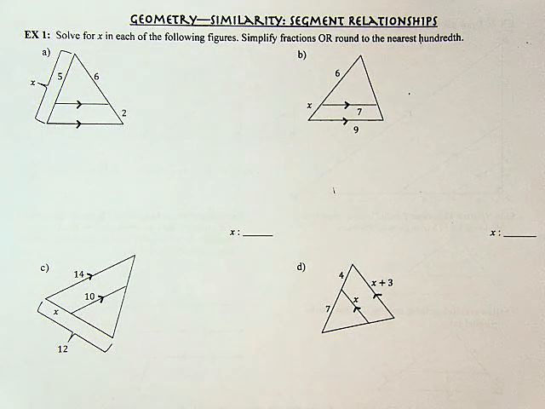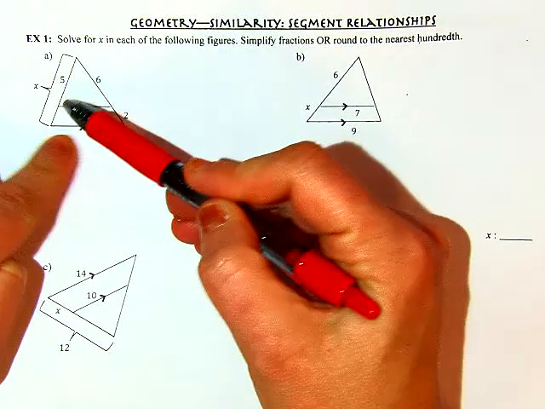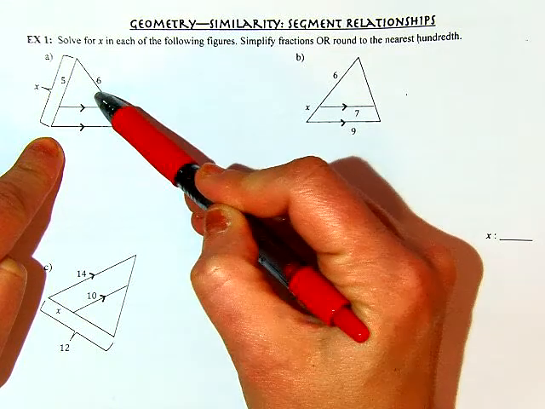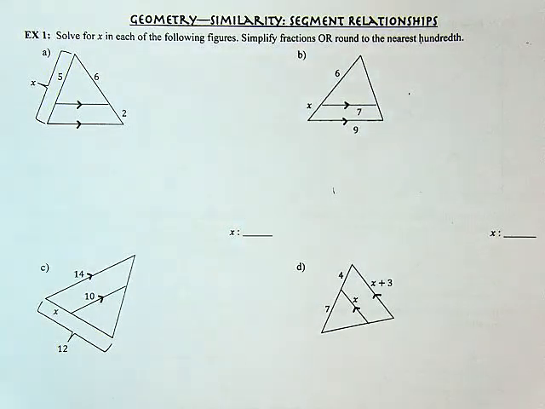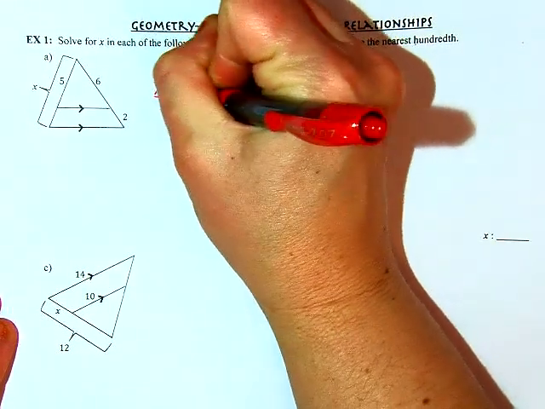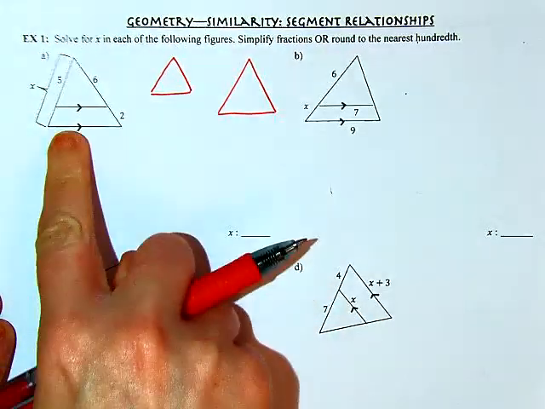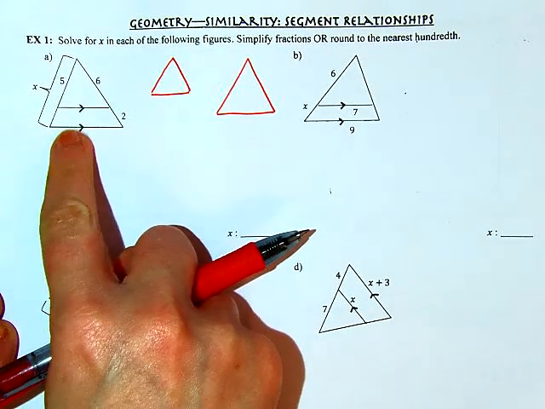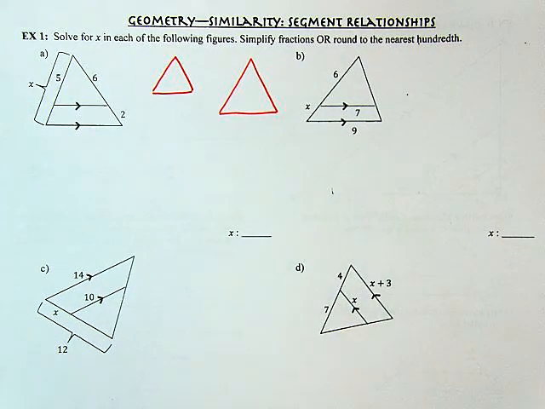So here in example A, I see 2 overlapping triangles. And since these are marked as parallels, I know that these are corresponding angles that are congruent, and same thing here. So I know that they're similar because of angle, and it helps me to see how their corresponding parts will link up by drawing them as 2 separate triangles. By the nature of how they are overlapping, they're going to have the same orientation. So I can see very clearly how my corresponding parts match up.